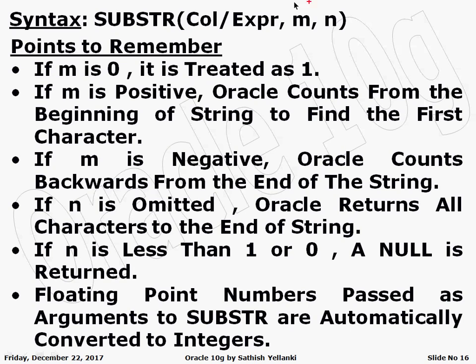The number of characters you are picking up should be a positive number. It cannot be 0 and it cannot be negative. If it is either negative or 0, your function automatically returns a null. So substring returns a null whenever the number of characters you are picking up is 0 or negative. You can even give floating point numbers, but it takes only the integer part and automatically rejects the decimal part. Be very clear about that.